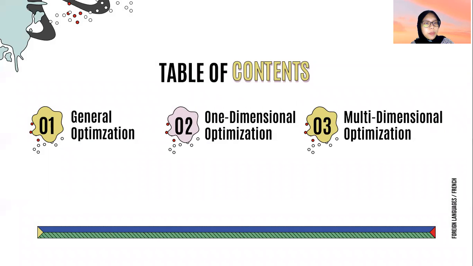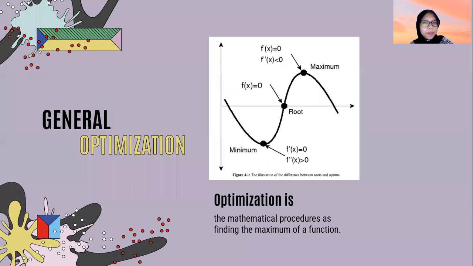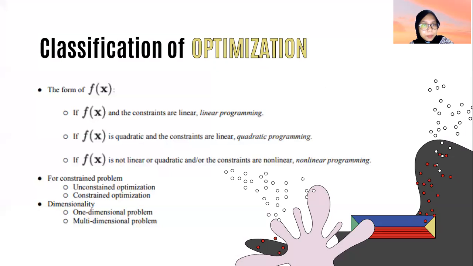First, I'm going to talk about optimization in general, and then I'm going to move into one and multi-dimensional optimization. First, general optimization. Optimization mathematically is the mathematical procedure of finding the maximum of a function. If we take a peek at the picture, we can see the curve and its minimum and maximum point. So basically, we have to find this maximum point in some system.